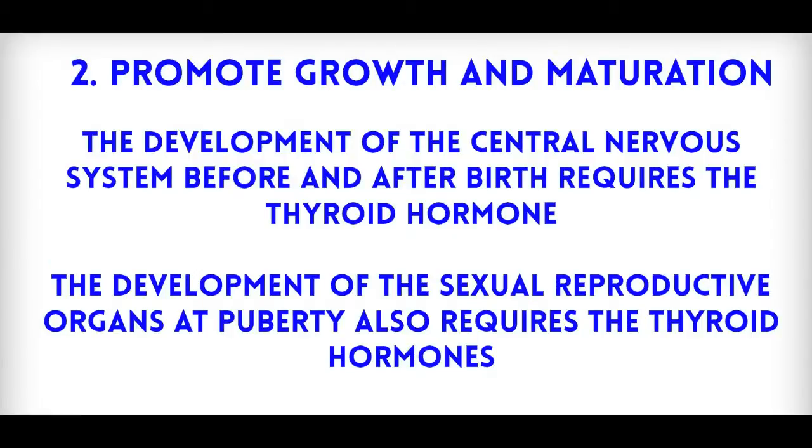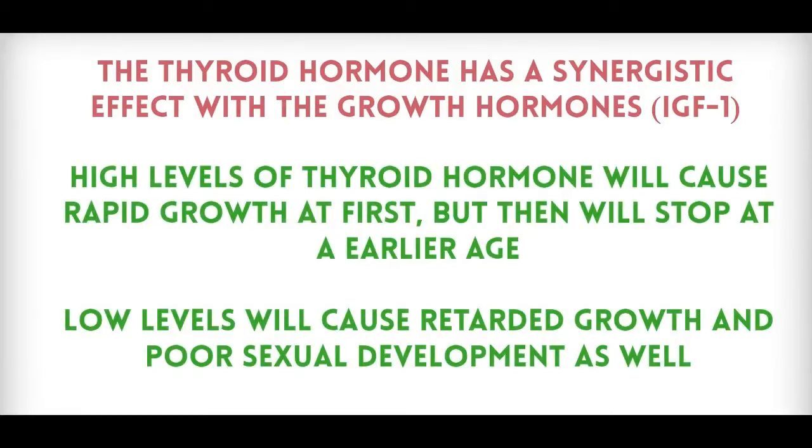Second, promoting growth and maturation. Well, the development of the central nervous system before and after birth requires the thyroid hormone, and also the sexual development of puberty also depends on thyroid hormones as well. So if you have a deficiency of thyroid hormone, that can have serious effects in terms of your growth of your central nervous system and stuff like that as well.